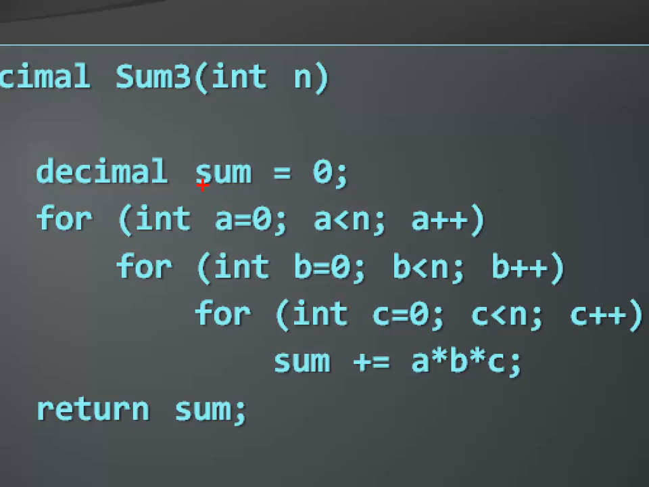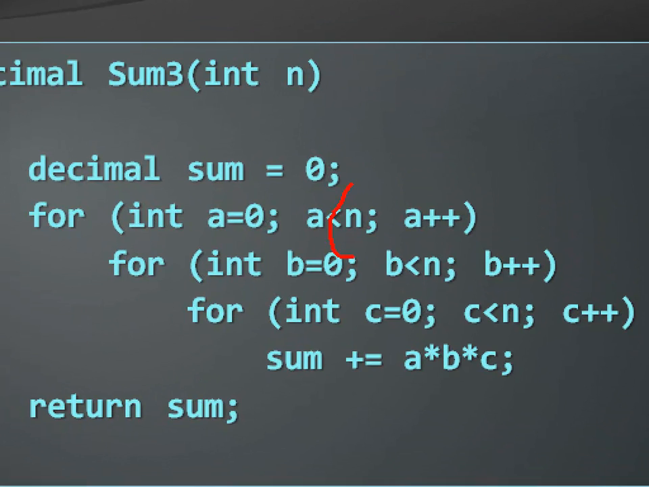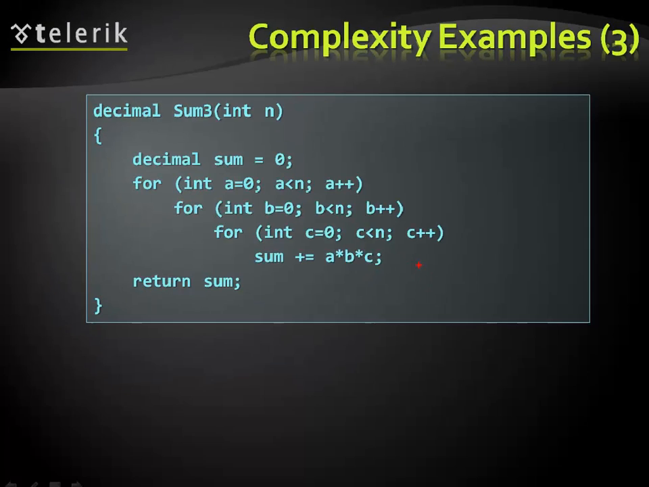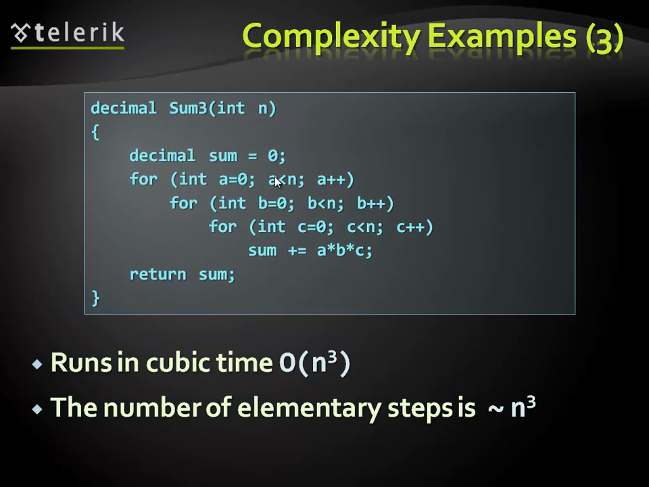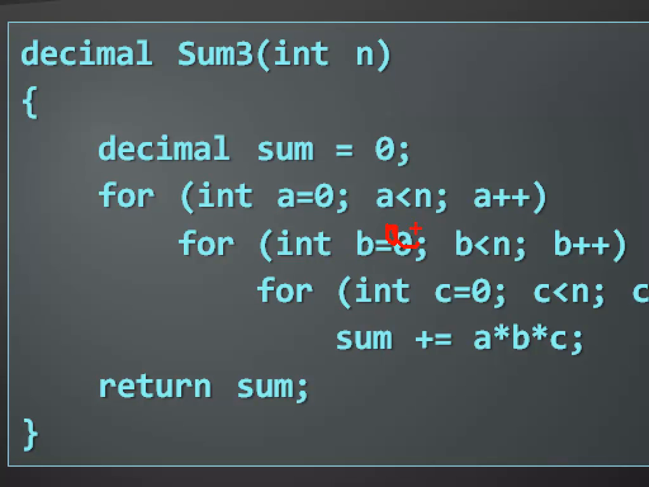You mean cubic. We have one n, another n, and another n. N multiplied by n multiplied by n. That's n at the power of 3. And the number of steps in this case is exactly n at the power of 3. We don't do any fancy stuff here. If there was b is a plus 1 and c is b plus 1, then it would be something like the last example. Not exactly, but something like it.